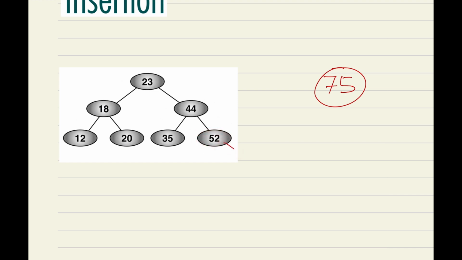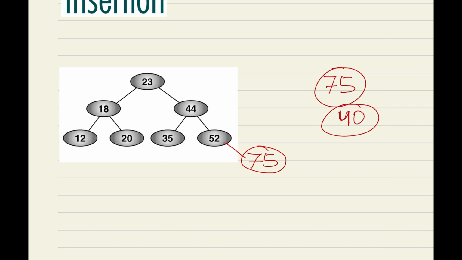So we can write like this. So 75 will be inserted here. That means 75 will become the right child of 52. So now consider we want to insert another node, suppose 40. So we want to insert another node and that is 40.